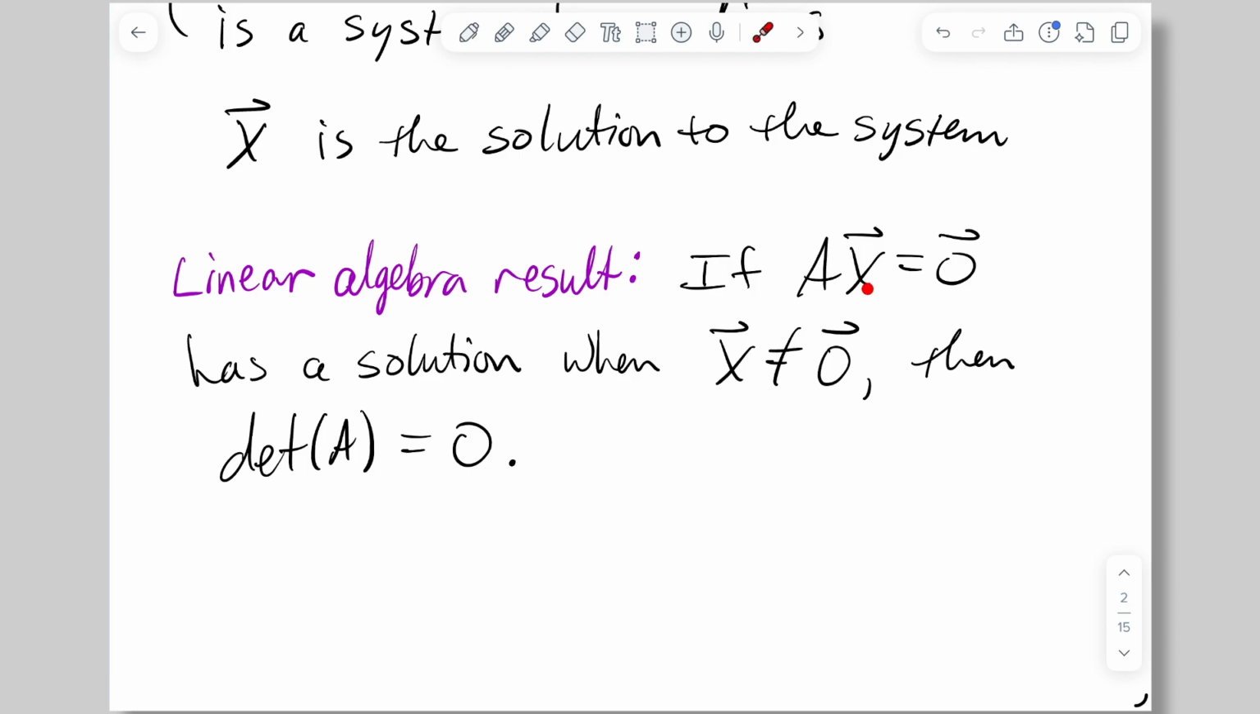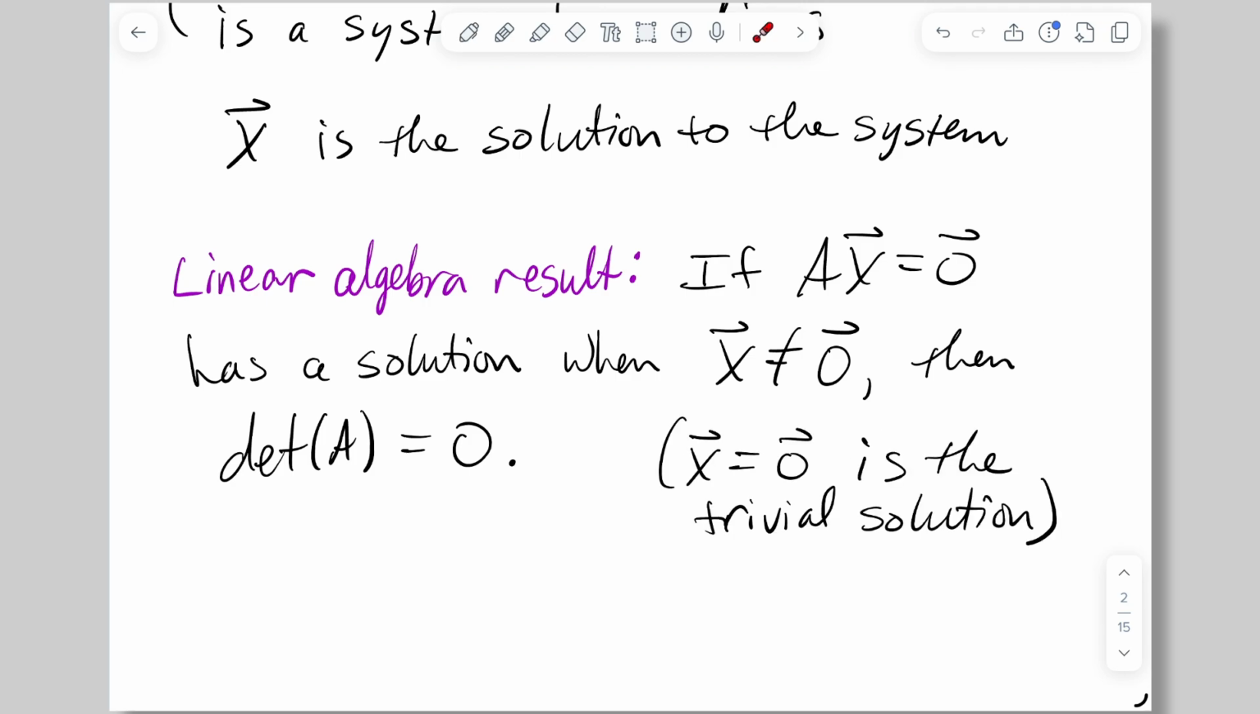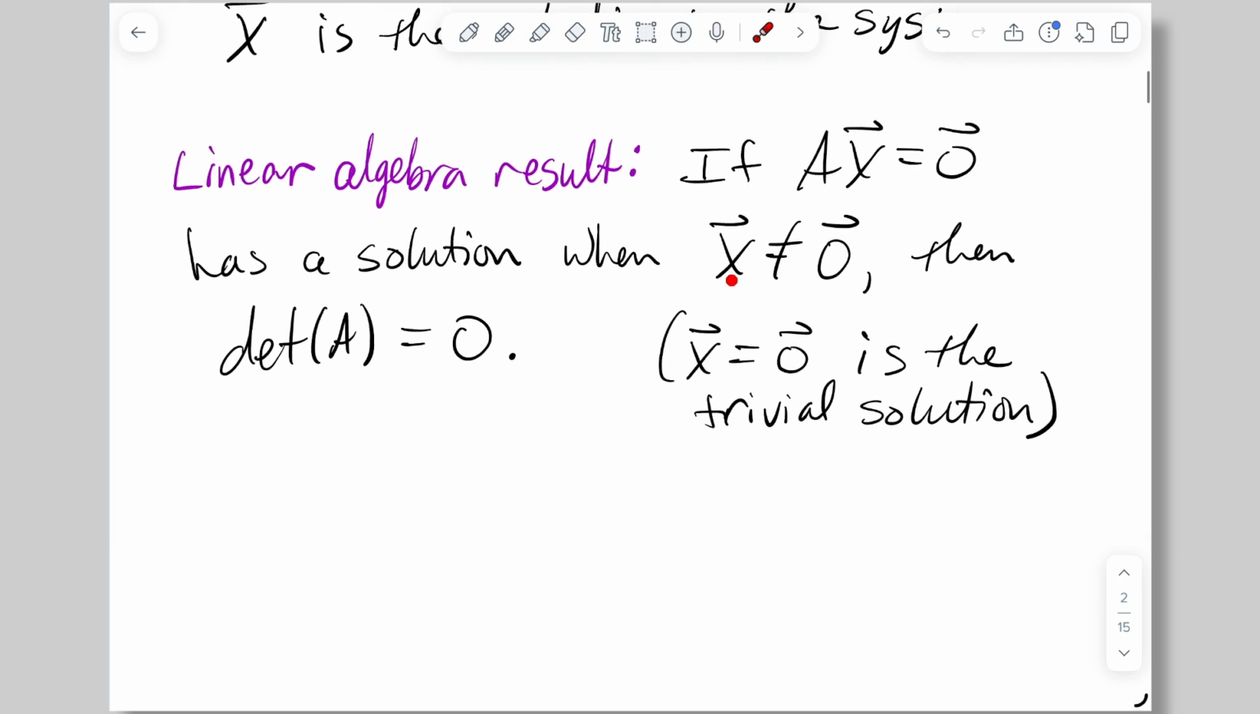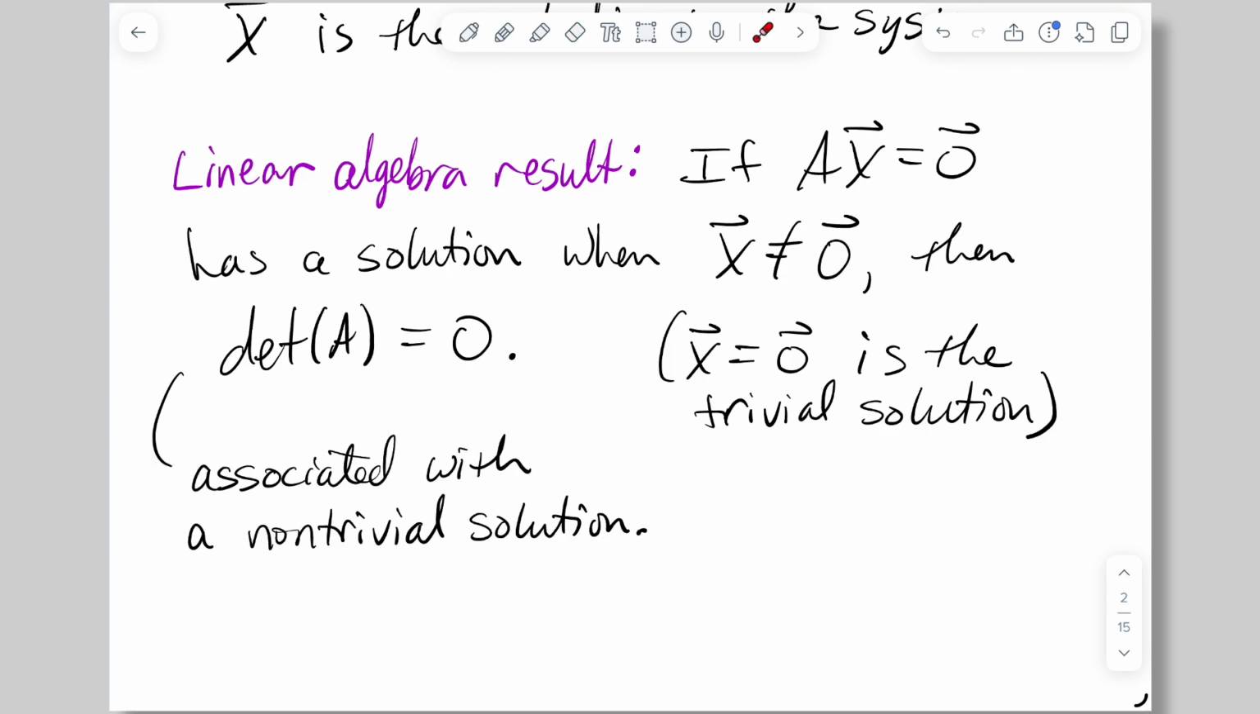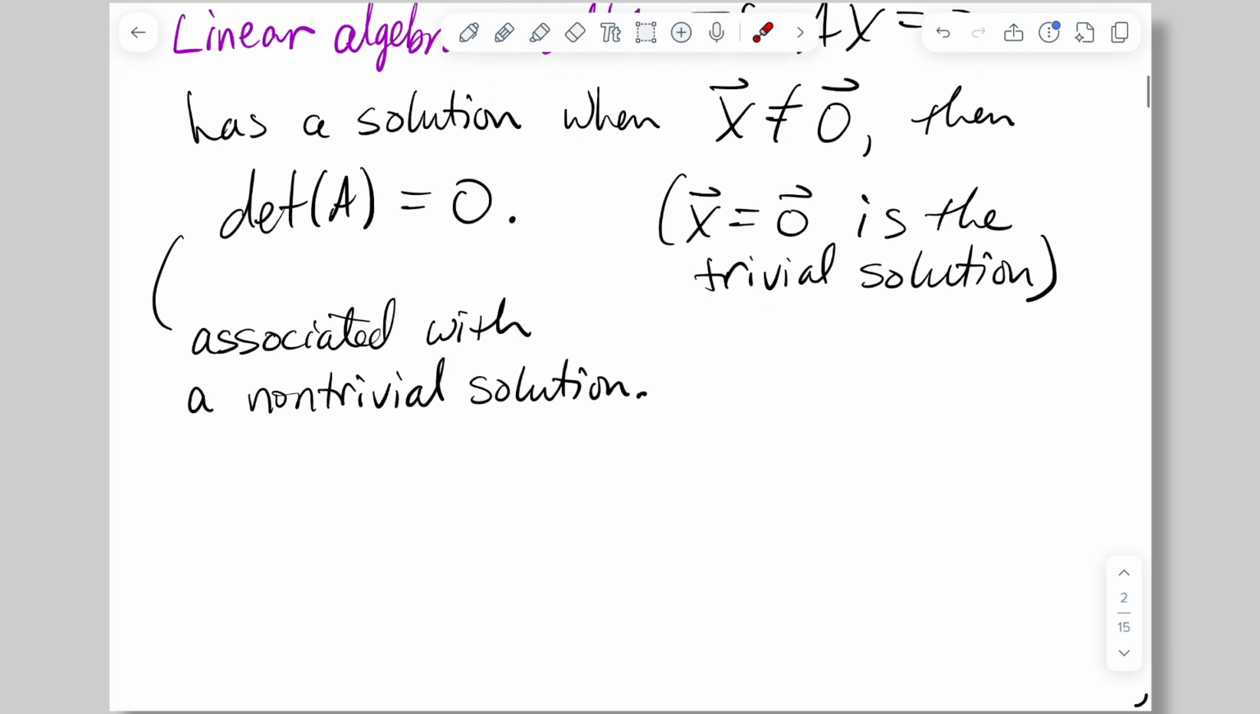If x is equal to 0, then A times x is equal to 0, and you get a solution to the system. x equals 0 is called the trivial solution. Saying that we want a solution where x is not equal to the 0 vector is saying that we want a non-trivial solution. And that'll happen if the determinant of A is equal to 0.